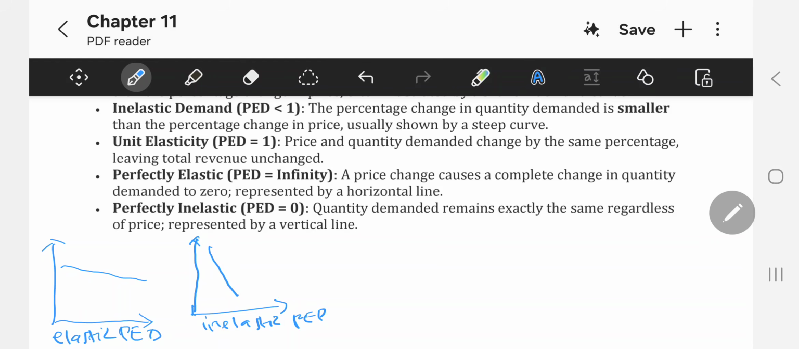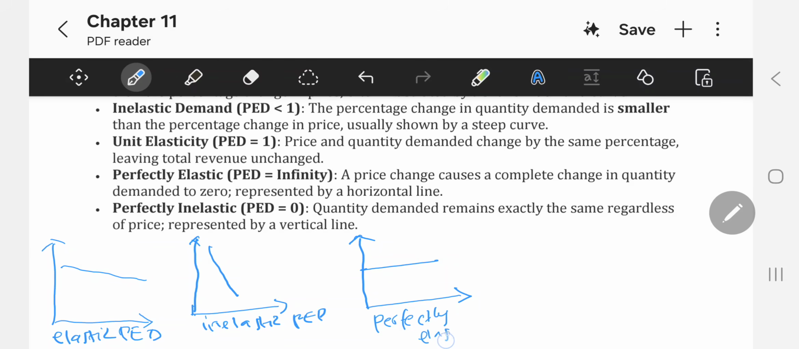Then we have what is called unit elastic PED. This basically means the percentage change in quantity demanded is the same as the percentage change in price. We're going to look at that later on: when the PED is unit elastic, the total revenue does not change in spite of changes in price. And then we have what is called perfectly elastic. Perfectly elastic would look like this. It would be a straight horizontal line. So this is perfectly elastic.